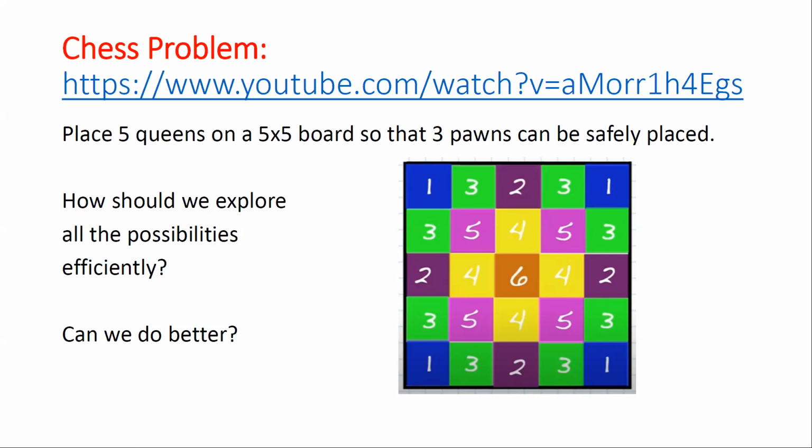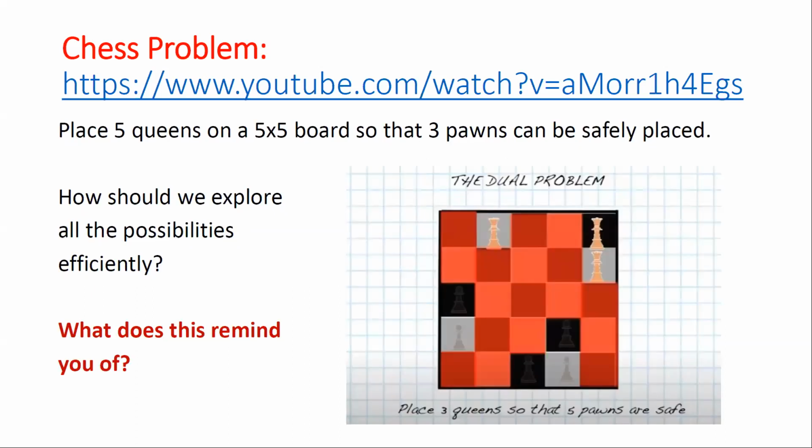Rather than trying to place 5 queens so that 3 pawns are safe, is there a related problem we could attack? Can you just place the 3 pawns and then place the 5 queens after? Yes. And you could either do it that way, or you could place 3 queens so that 5 pawns are safe, and then change the queens to pawns. Either way works. The whole idea is to do a related problem that is easier. And so now, rather than looping on 5 objects, we're looping on 3 objects.